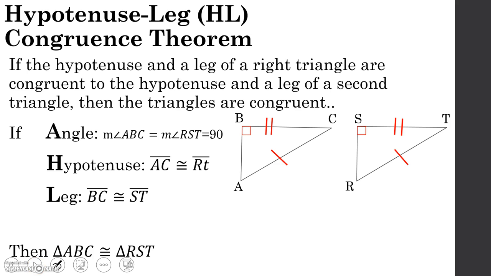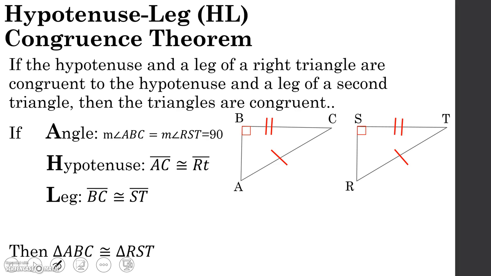So we abbreviate this as HL, but what it says is that if the hypotenuse and a leg of a right triangle are congruent to the hypotenuse and a leg of a second triangle, then the triangles are going to be congruent to each other. The issue with these is that students tend to see this and then they write down angle side. So you have to be really aware of what's going on.